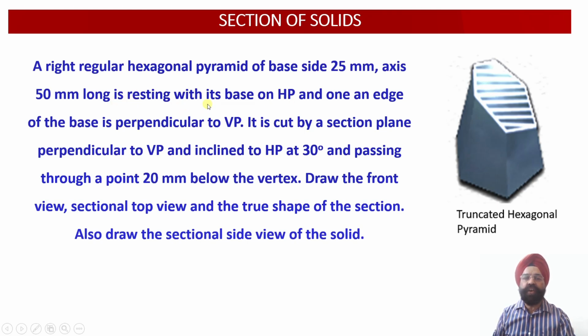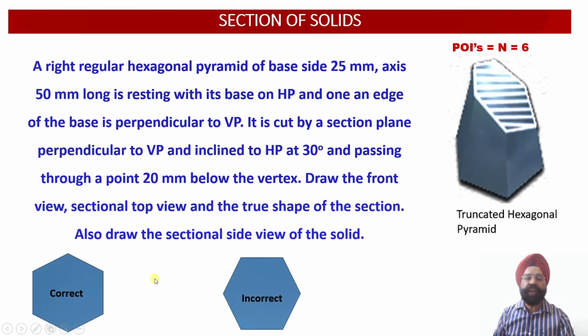Since it is resting on its base on HP, the top view of the base, that is this hexagon, will be drawn on the horizontal plane, right? So this will be drawn below the XY reference line, and this hexagon has one of its base edges perpendicular to the vertical plane. Here you see these are the two orientations in which we could have drawn the hexagon below the XY reference line. Since this hexagonal pyramid has one of the edges of the base perpendicular to VP, this is the incorrect orientation of the hexagon. So this cannot be drawn below the XY reference line. We cannot pick this orientation.